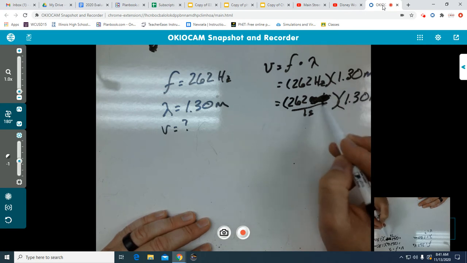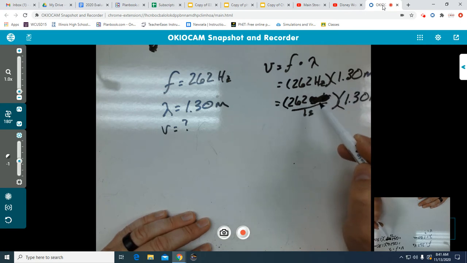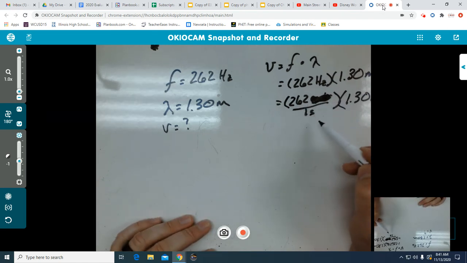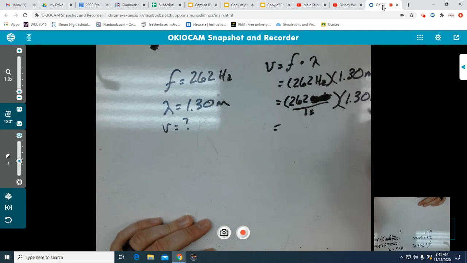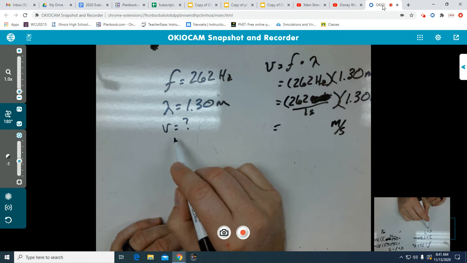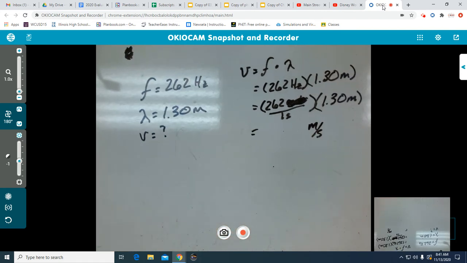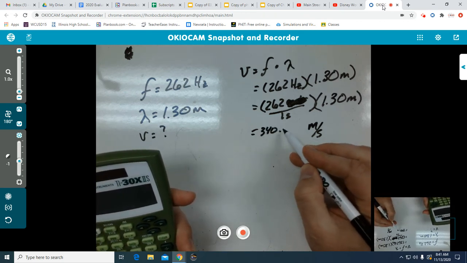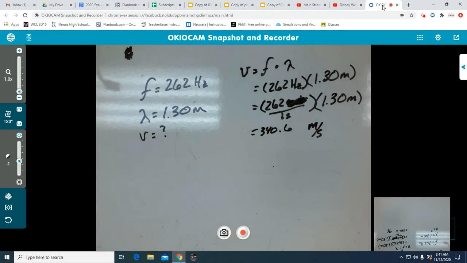And by setting it up this way, taking the hertz out of it and putting it in its mathematical form of 262 quote-unquote cycles over 1 second, that allows us to get our unit of meters per second, or meters over second, which is what we need for our wave speed. And so once we have our values written there, you go ahead and calculate 262 times 1.3, and we get 340.6 meters per second.